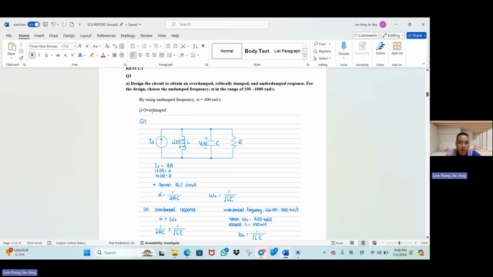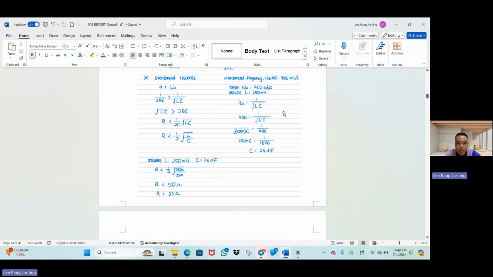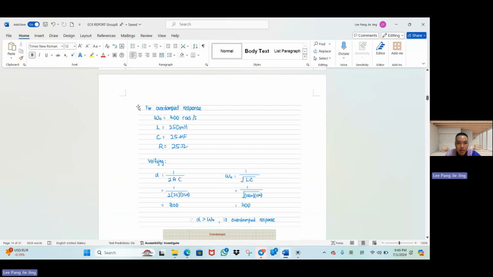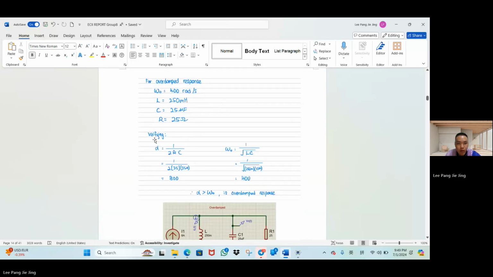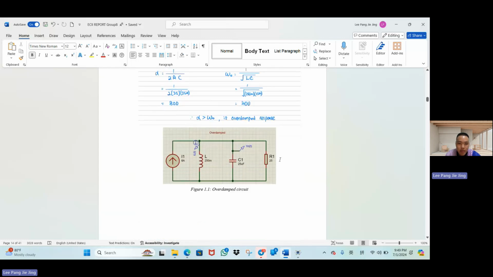The first one is the underdamped. This is the manual calculation, and then we get this result for the underdamped response and verify it. And we will show that this is the overdamped response. So this is the circuit for the overdamped circuit.